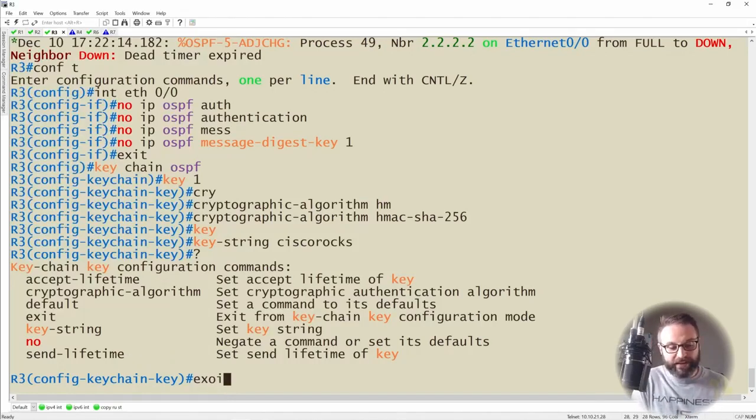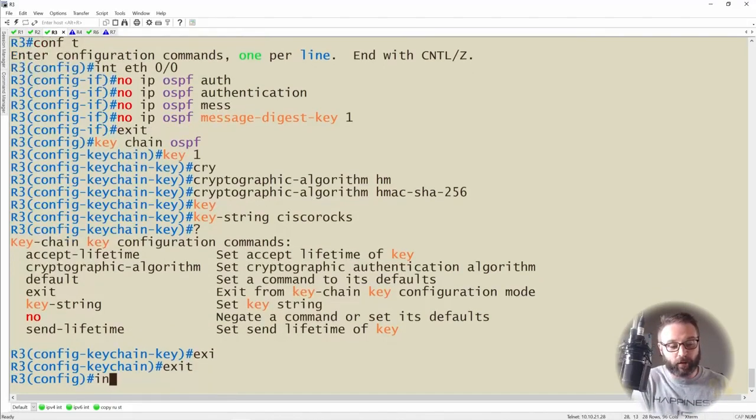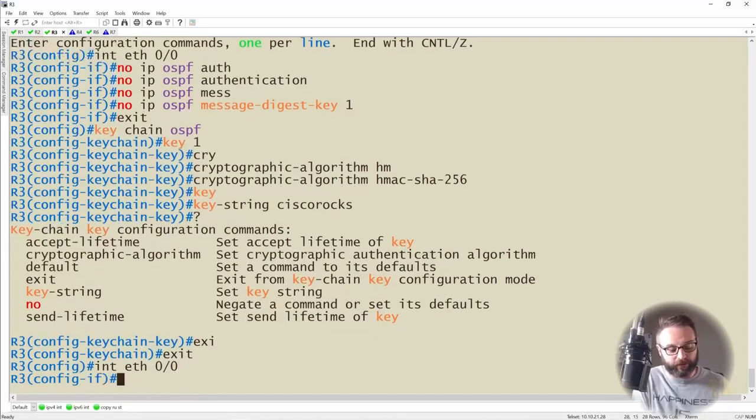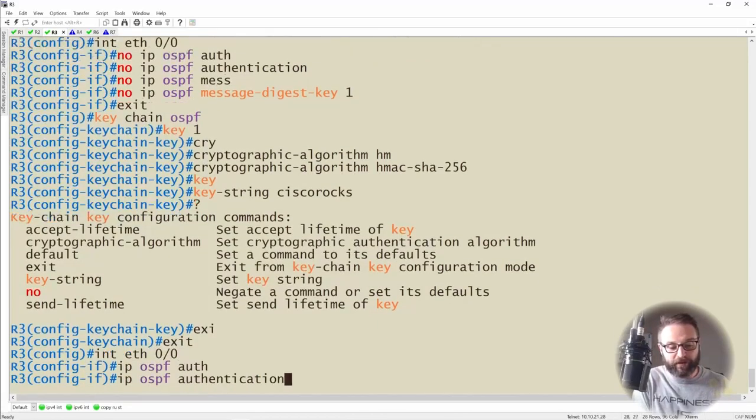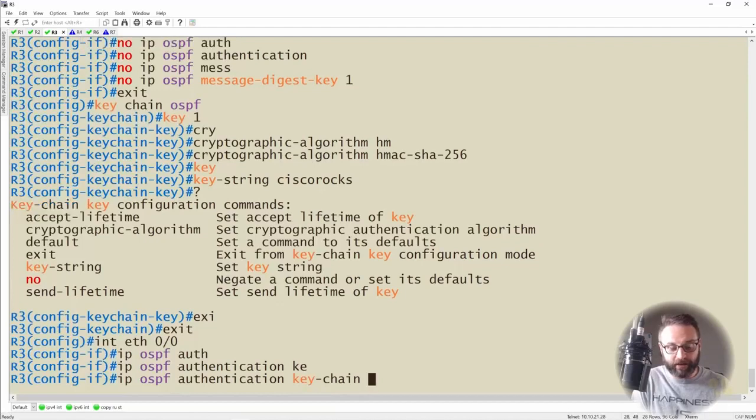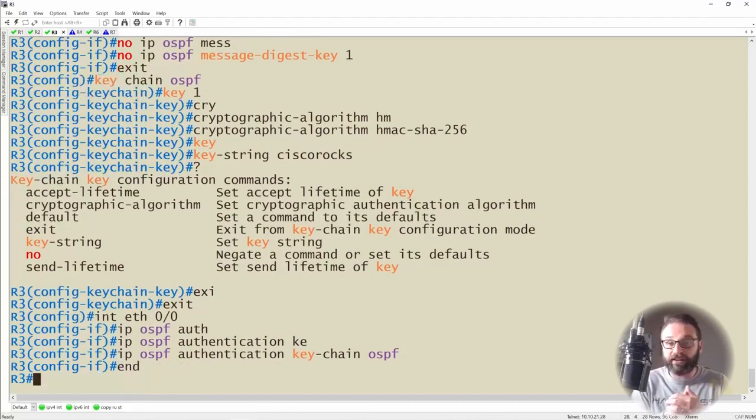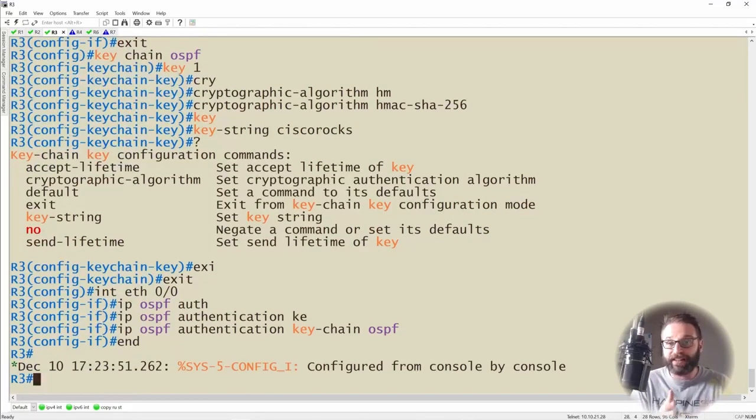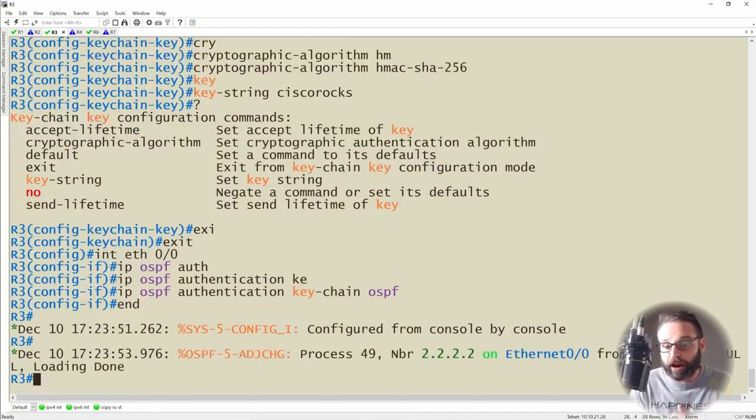So now that we have the keys in place, I'll exit out of this and go back into my interface, which was Ethernet 00. I'll specify IP OSPF authentication, keychain of OSPF, and in just a second, we'll see the OSPF adjacency come back to life, this time using the cryptographic algorithm of HMAC SHA 256. There we go. So that's how we can go about securing our OSPF domains using both passive interfaces as well as encrypted algorithms containing a password.